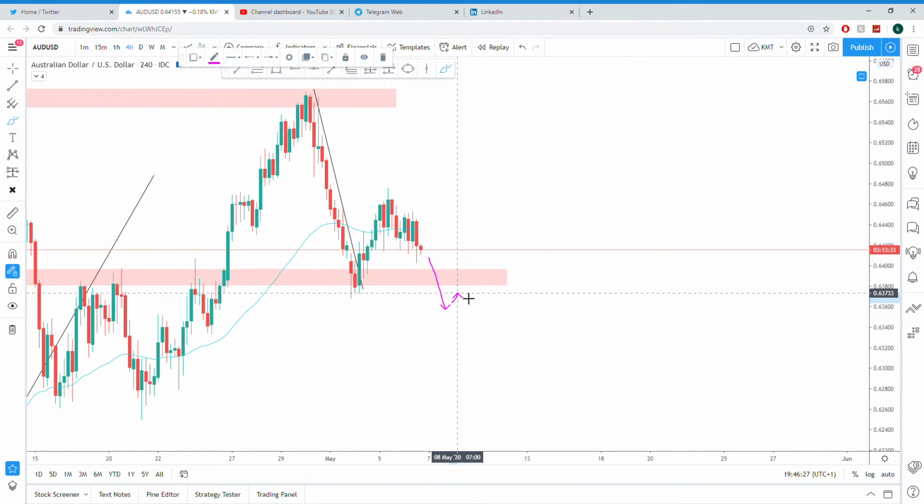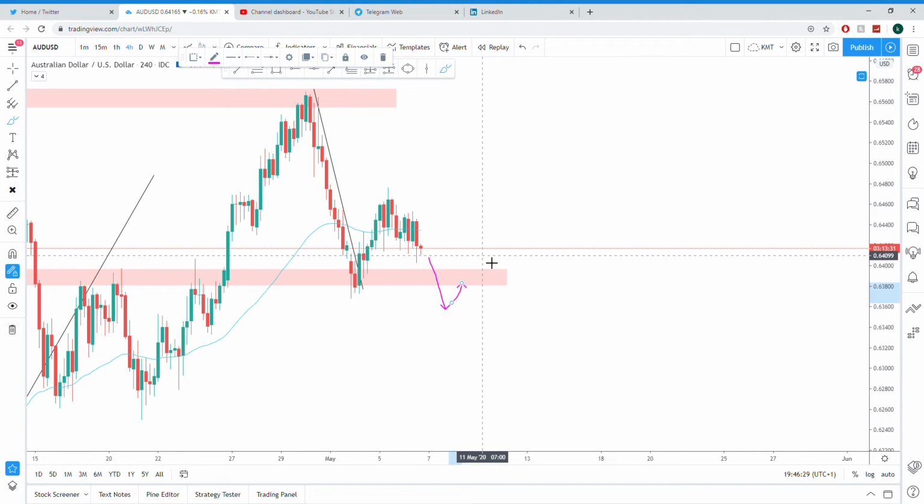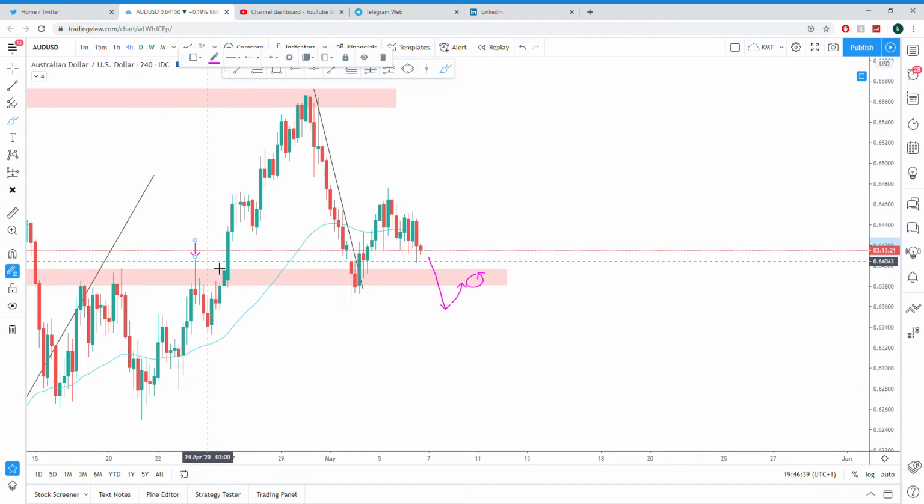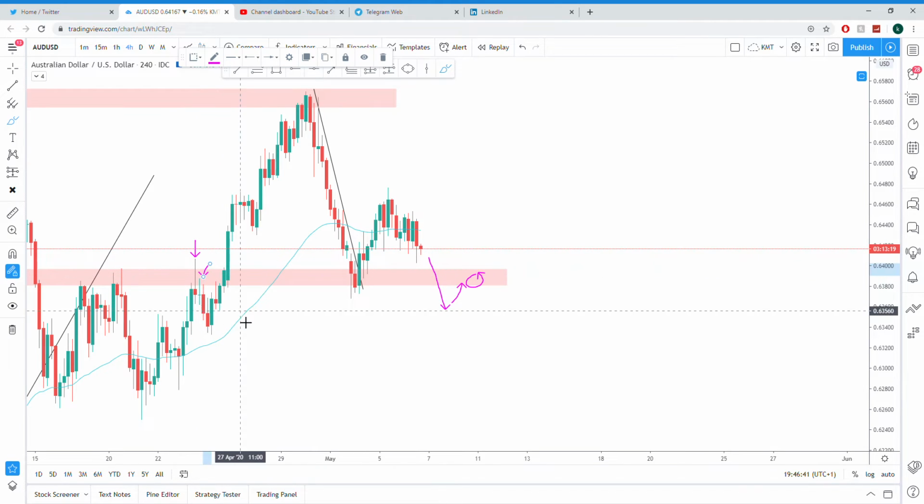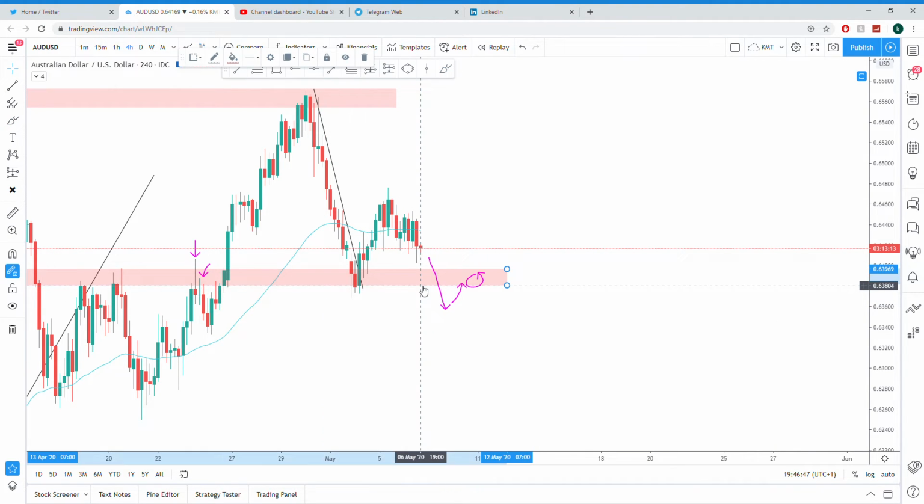The second thing is to wait for the pullback into this range, and the third thing is wait for that indecision. We need to see something like this here where there's a stick towards the top. This indicates rejection, or preferably a doji candle, just something where price is saying that we're rejecting this zone and we're not going to push higher. That's what this sort of means.